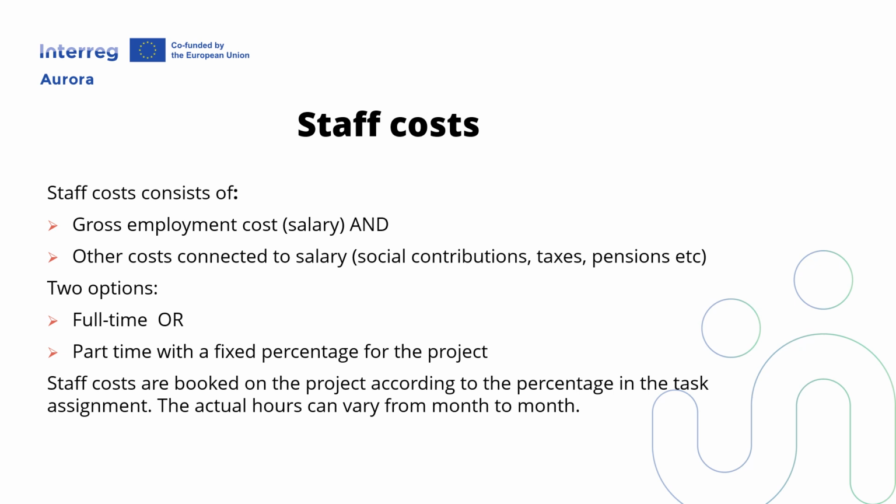Staff costs consist of eligible gross employment costs and other costs connected to salaries, for example, employment taxes, social security, and pensions. Remember that you have to take into account if there have been any deductions in any month, for example, off-duty, sick leave, parental leave, and so on. It will then reduce the salary for that month.